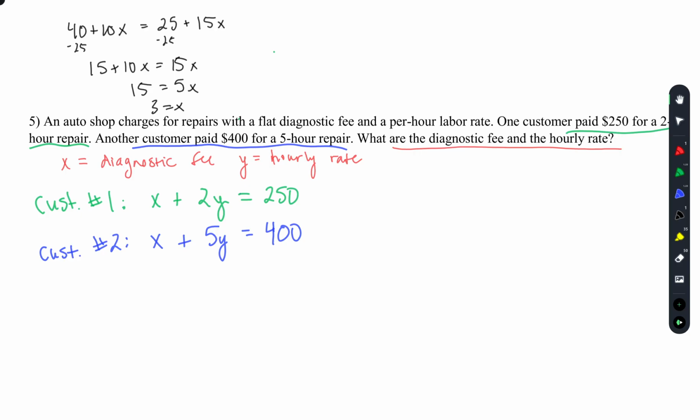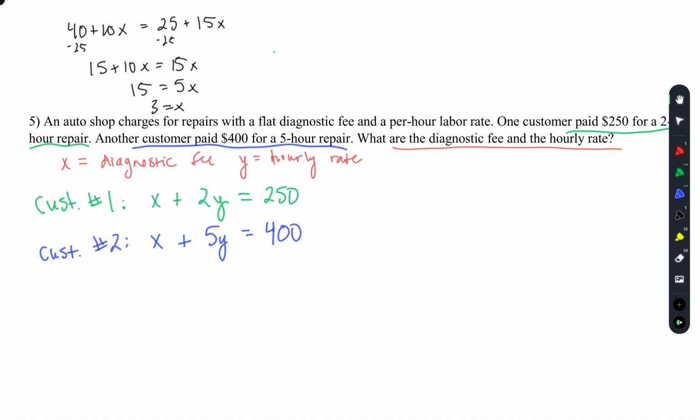Okay. And then this last one, the auto fee, this one was kind of weird because the flat diagnostic fee means that's like just some value that we don't know. So a flat diagnostic fee, I had that be X. I know some of you had that be Y. It doesn't matter. It's fine. But I did diagnostic fee X, hourly rate Y. So just double check that you have the variables right. So I did diagnostic plus the 2 hours of work, diagnostic plus 5 hours of work.